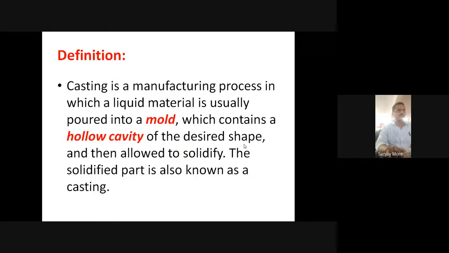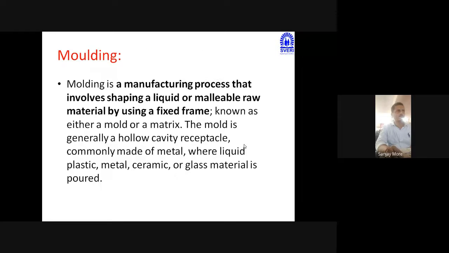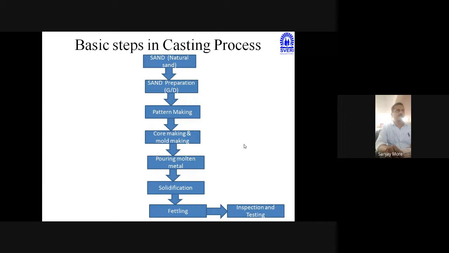Before starting today's lecture, let us revise within 5 minutes. First point is the definition of casting, then basic steps in casting: molding, melting, pouring, casting, then heat treatment, then cleaning and finishing, and last one is inspection. Then what is meant by pattern, what is meant by molding, then here again basic steps in the casting process. First one is sand preparation, then pattern making, then core making, and then mold making. Then pour the molten metal, solidification, fettling, and last one is inspection and testing.